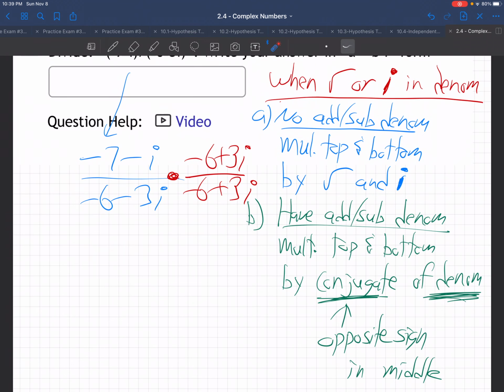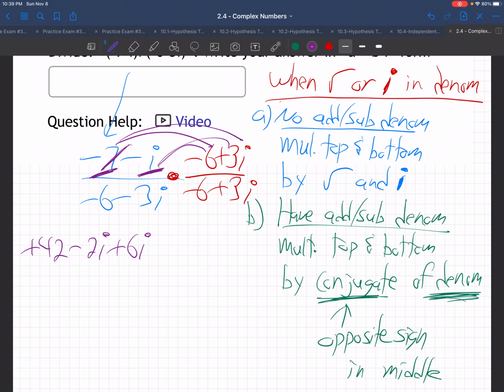That's just the beginning of the work. So now you've got to take minus 7. It's got to go to both those. So I'd be really careful. Plus 42 minus 21i. He's done. He went to both. Now the minus i is going to go boom, boom. Be plus 6i minus 3i squared, right? Because minus i times plus 3i is minus 3i squared.